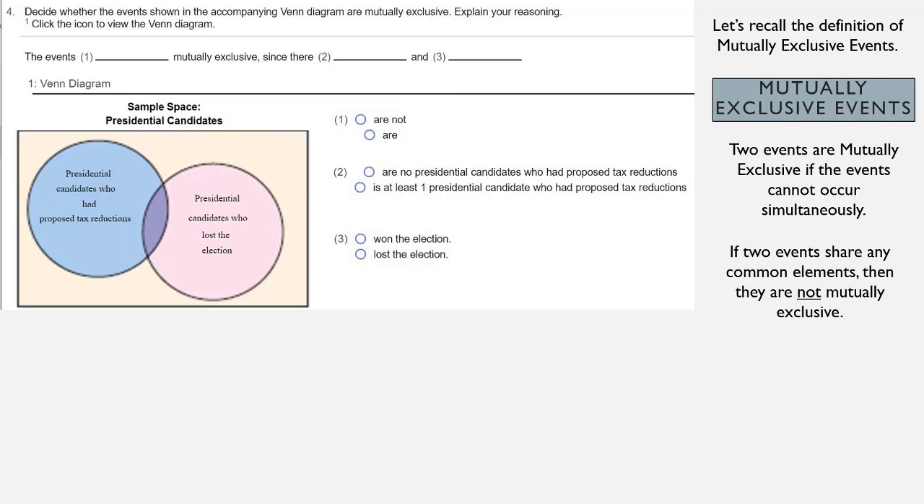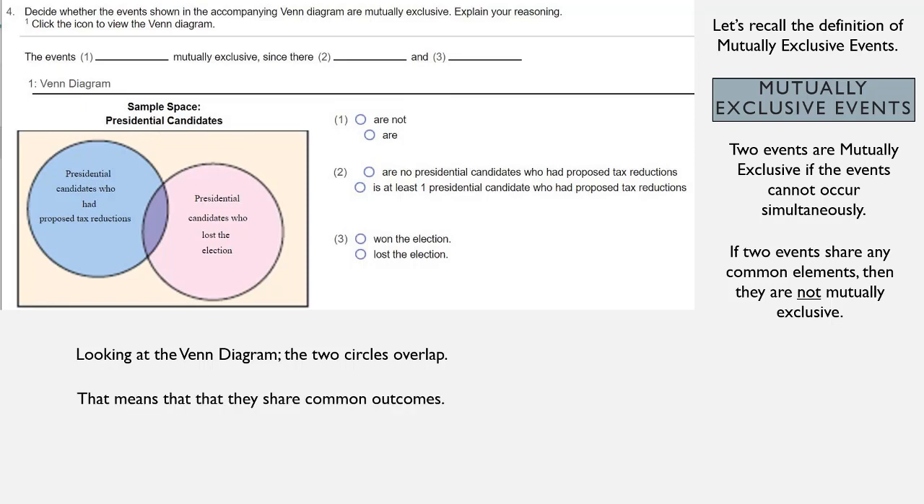Well, let's look at this Venn diagram. Do you see how the 2 circles overlap one another? When 2 circles in a Venn diagram overlap, that means they share common outcomes. And in the definition that we just read, the mutually exclusive events have no common elements. They have no common outcomes. So if you had 2 mutually exclusive events, they would not overlap on a Venn diagram. So these events are not mutually exclusive. So that tells us how to fill in the first blank. These are not mutually exclusive.